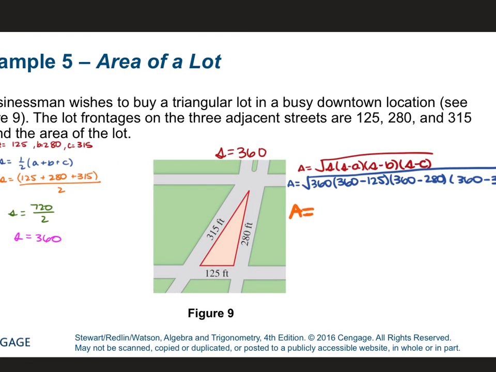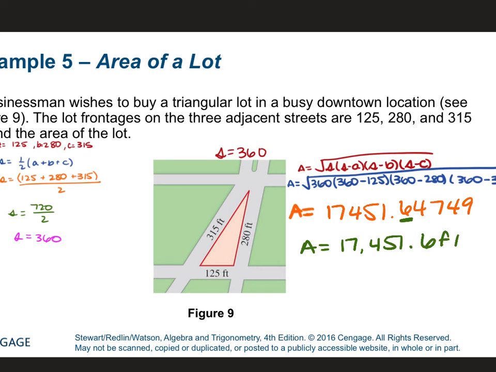Use your calculator. Hit the second button, hit that x squared button. You get 360, parentheses, 360 minus 125, close your parentheses. Make another set of parentheses. 360 minus 280, close the parentheses. Make another set of parentheses. 360 minus 315. Hit your enter button. You get 17,451.64749. We're going to round this again to the nearest tenth. So your area for this plot of land is 17,451.6 feet squared.